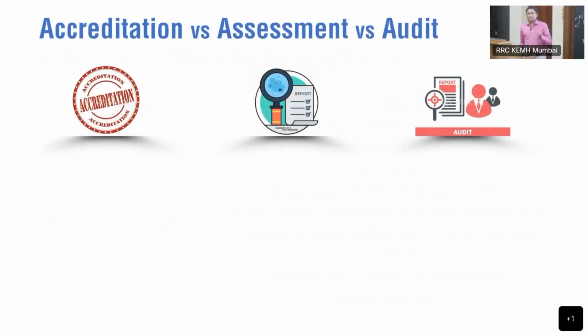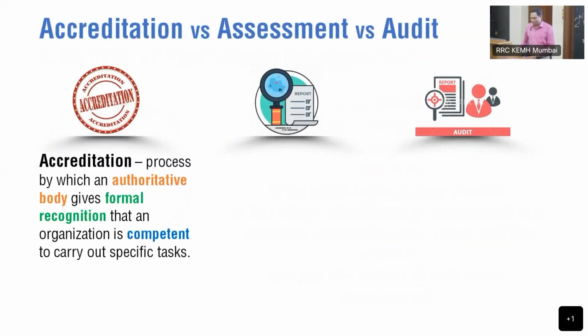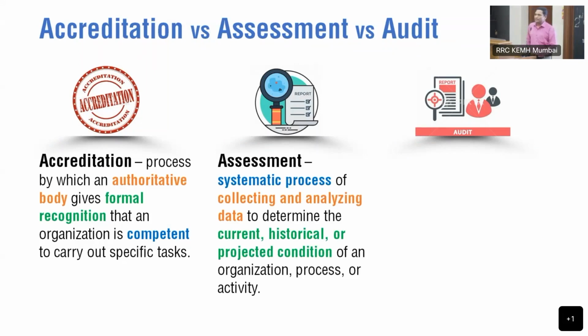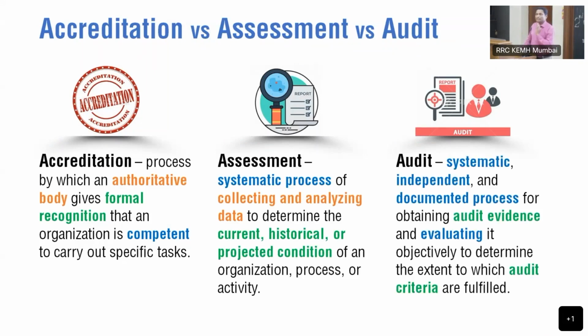There are certain definitions which are used interchangeably, so I thought I'll just mention and tell you the difference. Accreditation is the process by which an authoritative agency or accrediting body gives formal recognition that this lab is competent to perform a particular test. Then what is assessment? Assessment is defined as a systematic process of collecting and analyzing data, the audit data, to determine the current, historical, and projected condition of an organization, process, or activity. This is very important: current, historical, and projected condition, which separates it from audit.